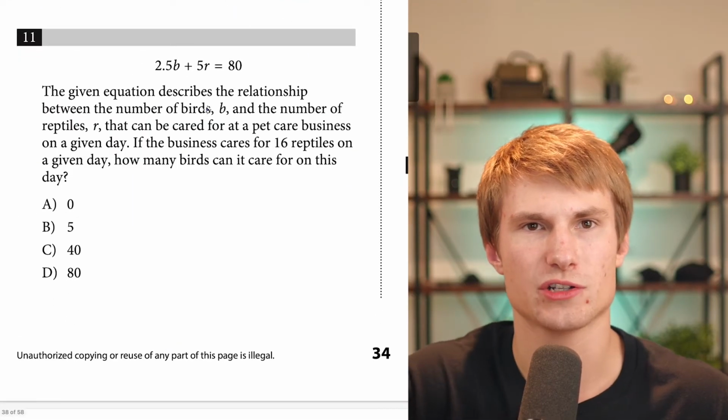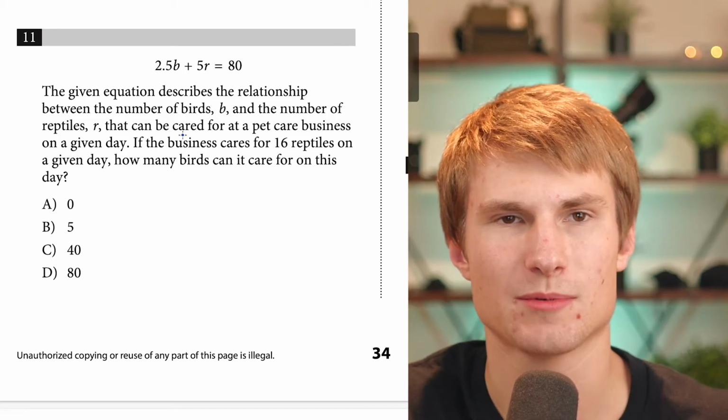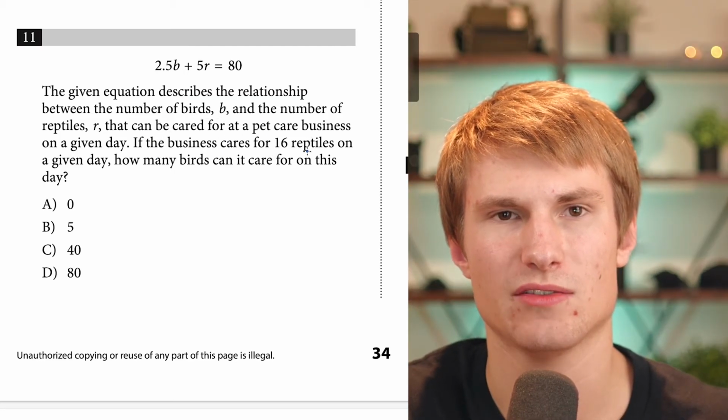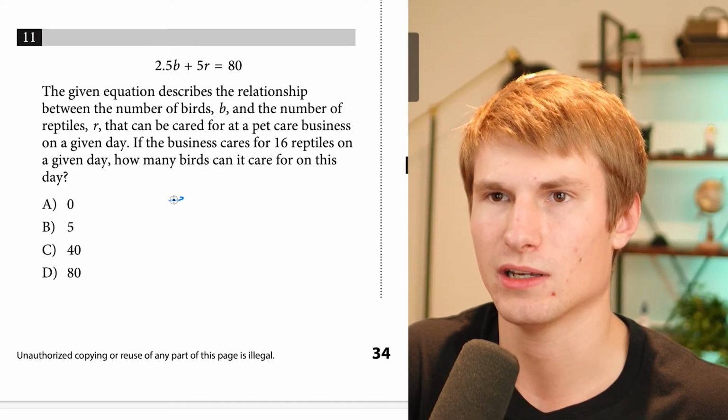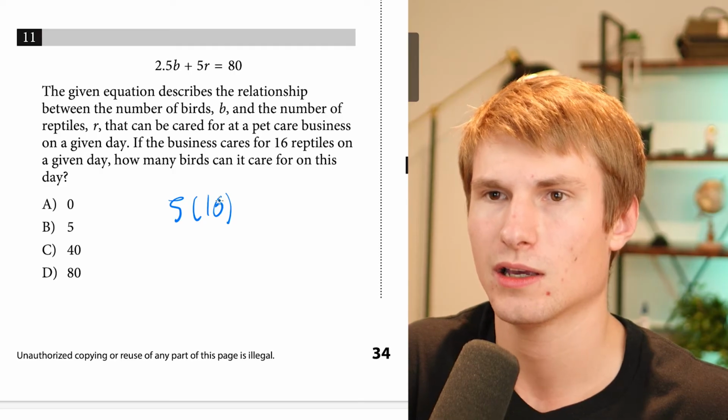We've got a given equation that describes the relationship between the number of birds, B, and the number of reptiles, R, that can be cared for at a pet care business on a given day. If the business cares for 16 reptiles on a given day, how many birds can it care for on this day? Well, if we plug in 16 for the value of R, 5 times 16 will be 80.